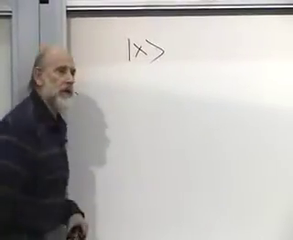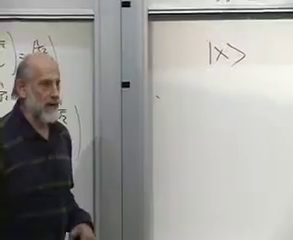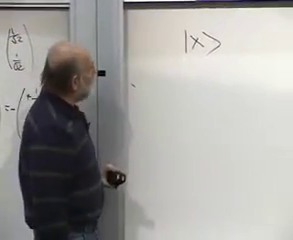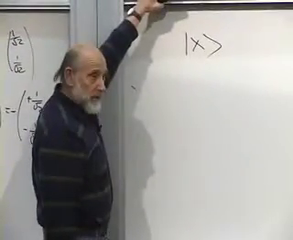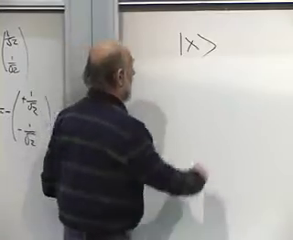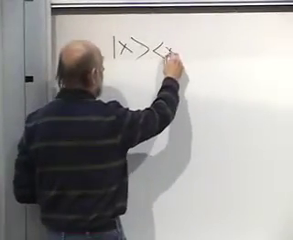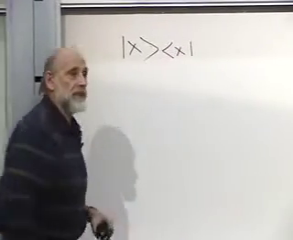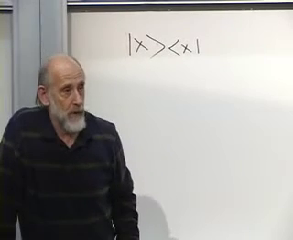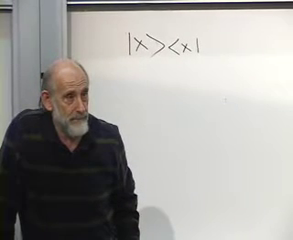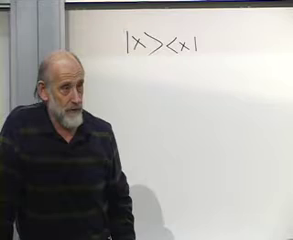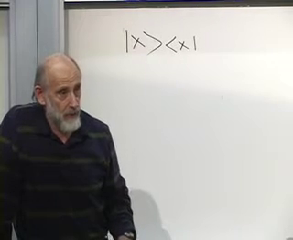Take this vector, okay? Take this vector, and let's construct out of this vector not this observable, but another operator, namely the dyad made like this. Okay? You understand what this thing is. This is a special case of the dyads that we spoke about before.